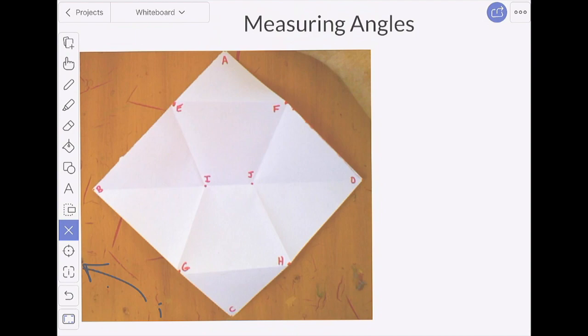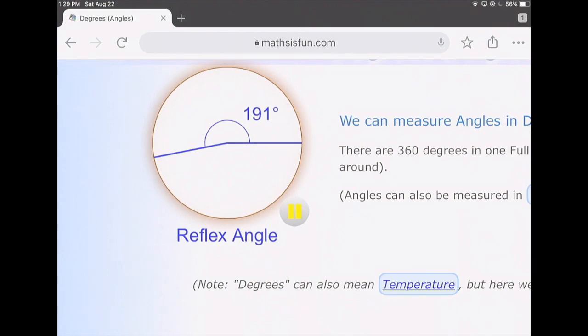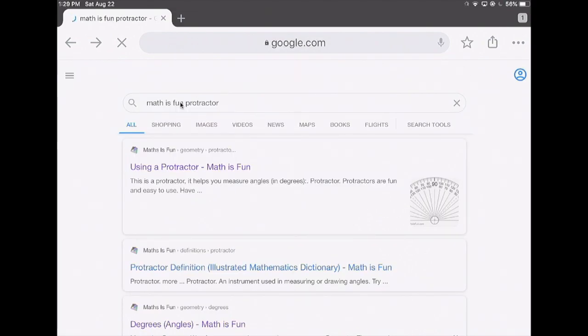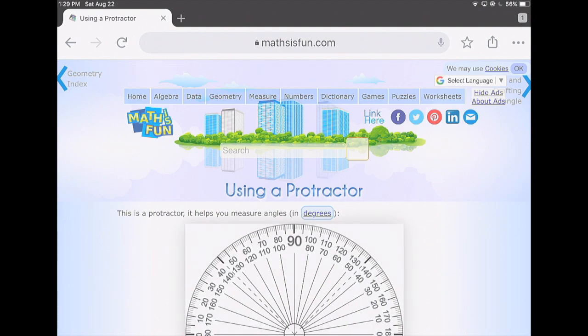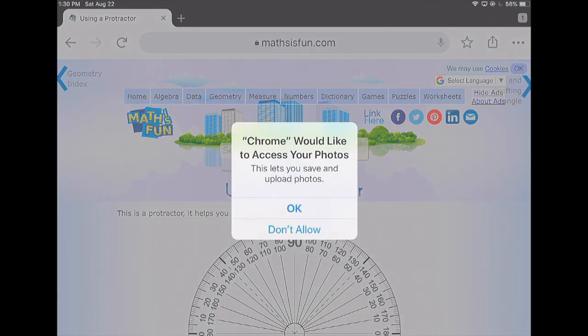To do that, you have to go to your browser, and it specifically has to be Google Chrome for this to work. So you go to Google Chrome and type in Math is Fun Protractor. It brings up this search result. Click on the very first one, which says Math is Fun. It gives you a picture of the protractor. You're going to click and hold down on that image of the protractor, and we're going to go to Save Image. This way you can use it on further assignments.